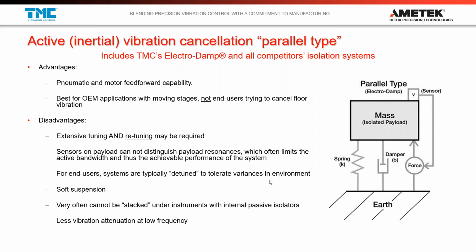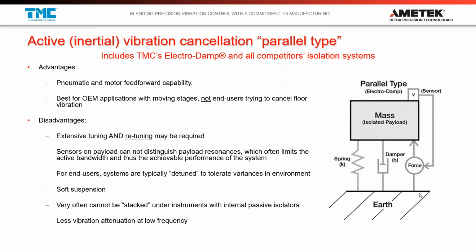And a parallel type system has an architecture over here on the right hand side. Here's your mass. So this might be like your optical table, for example. And in a parallel type system, you'll have your sensor on the optical table. And then you're going to have your optical table supported by some load-bearing isolation, a passive isolator. So it's like a spring or a piece of rubber or very often a pneumatic piston-style isolator. But then you have your control loop, which is required, and then you have a force actuator.